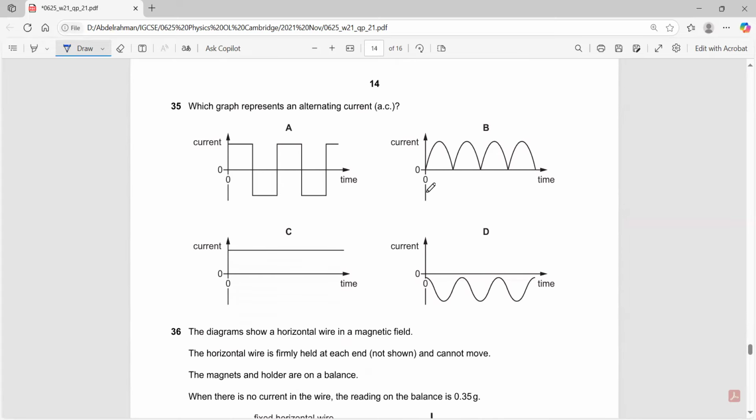Which graph represents an AC current? Only AC current would be A. Why? Because it's moving from the positive end to the negative end. D, it's not AC. Why? Because it's only on the negative side.